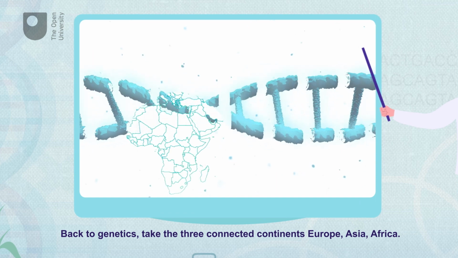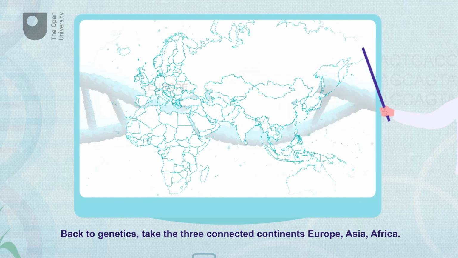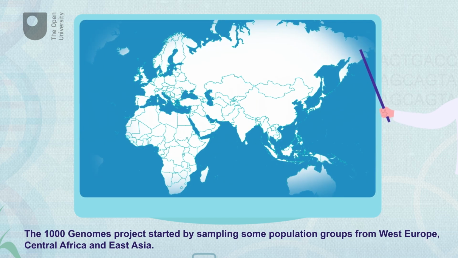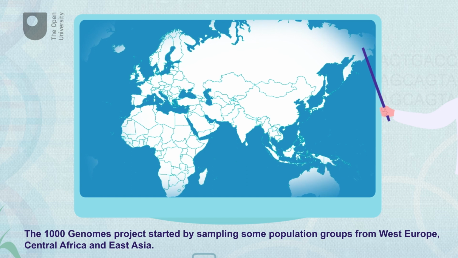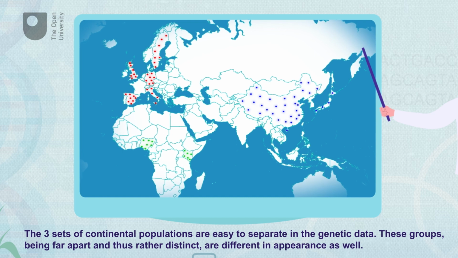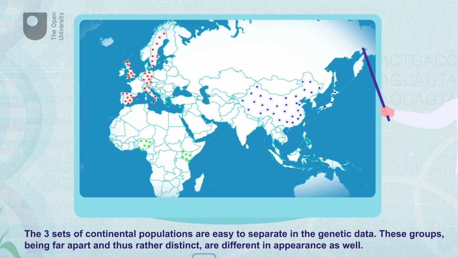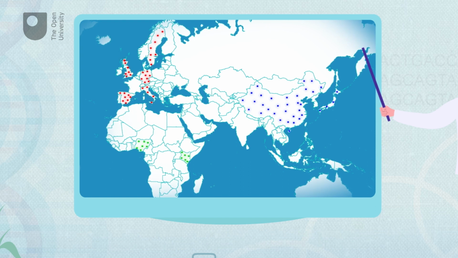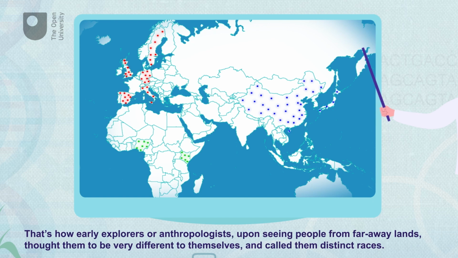Back to genetics. Take the 3 connected continents: Europe, Asia, Africa. The 1000 Genomes project started by sampling some population groups from West Europe, Central Africa, and East Asia. The 3 sets of continental populations are easy to separate in the genetic data. These groups, being far apart and thus rather distinct, are different in appearance as well. That's how early explorers or anthropologists, upon seeing people from faraway lands, thought them to be very different to themselves, and called them distinct races.